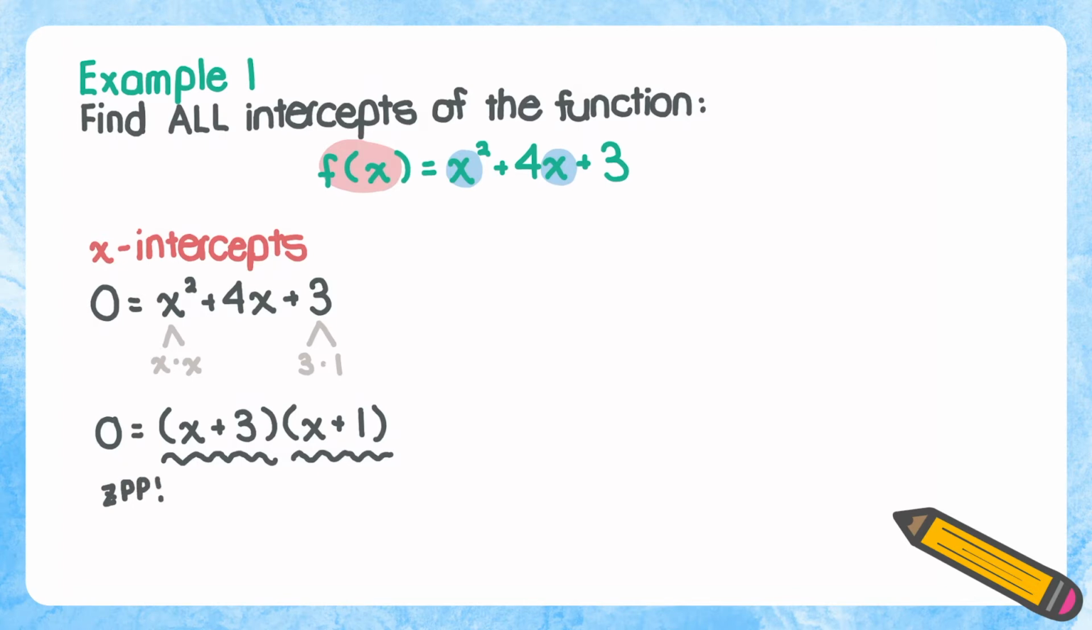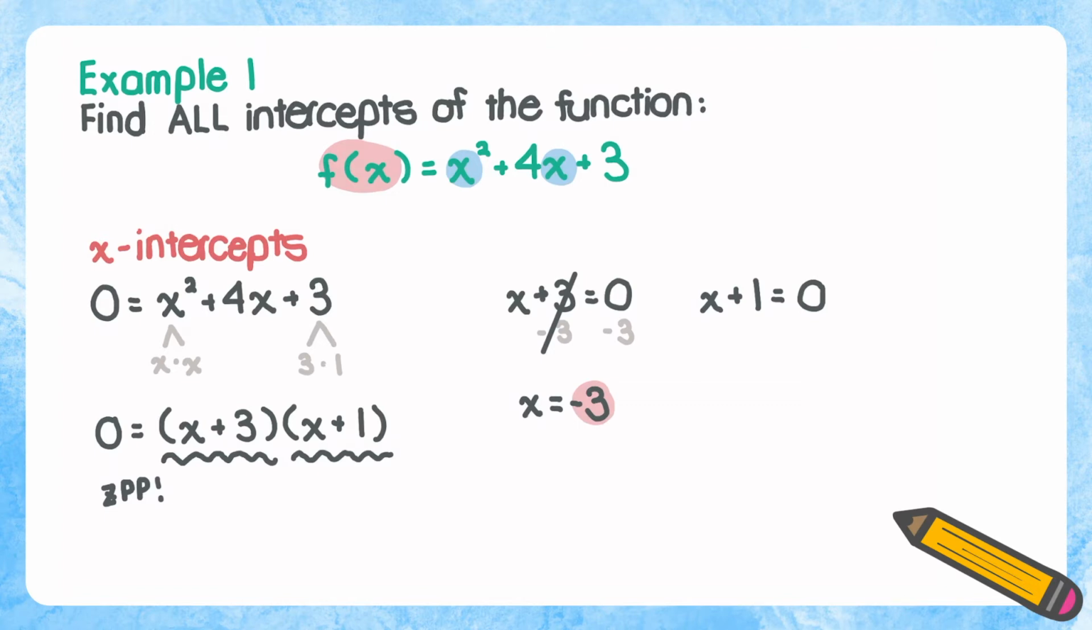So we're going to use the zero product property. Let me write it over here so I have more space. We're going to have two solutions. So x plus 3 equals 0 or x plus 1 equals 0. And we're going to solve for x for both options. For this first one, I subtract 3 on both sides to isolate the x. This cancels out, and I'm left with x equals -3. So this is going to be one of my x-intercepts.